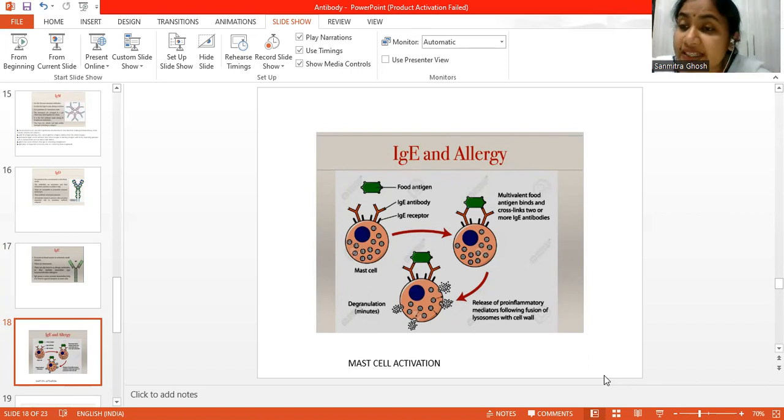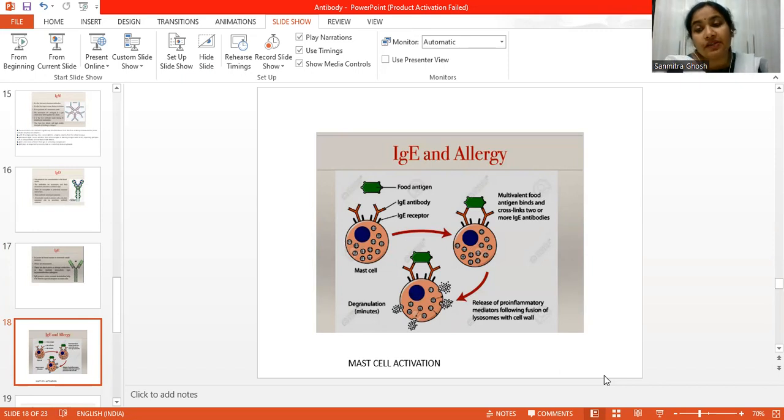When this cross-linkage forms, that leads to a change in the signal transduction inside the cell, as a result of which, in the mast cell, we have different types of vesicles or pouches which consist of pro-inflammatory mediators. Once this interaction has occurred, we have the degranulation of the mast cell. From the granules present in the mast cell, different pro-inflammatory mediators are released.